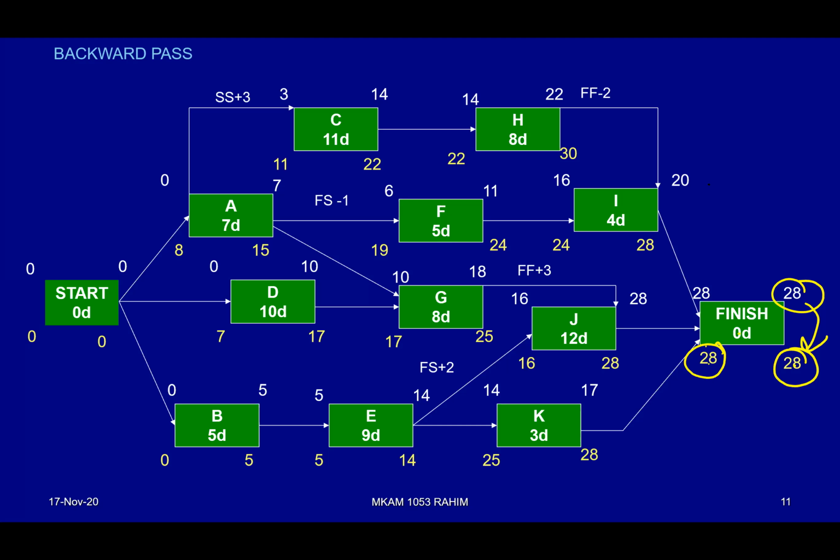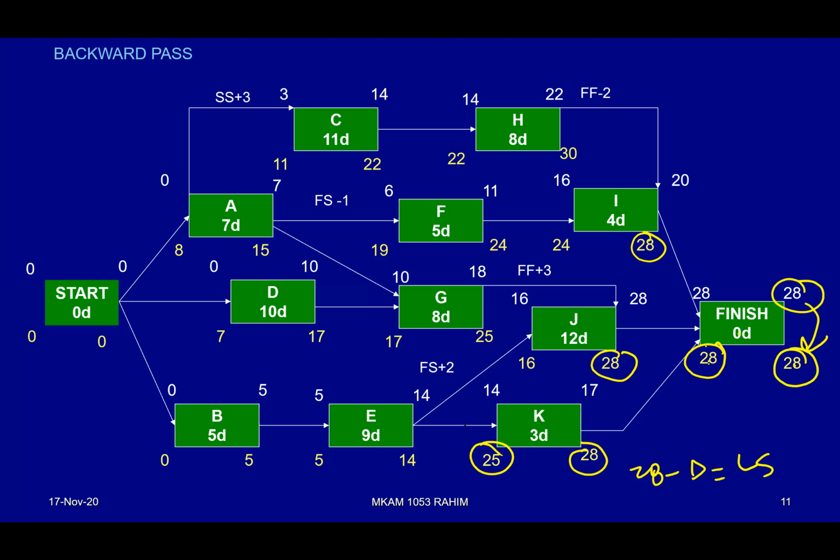So 28 will go back to here because all relationships are finish to start. Then 28 also will go into J. 28 also will go into K. Let's say for K, how to calculate late start? Very easy. 28 minus duration equivalent to late start. So 28 minus 3 equivalent to 25.